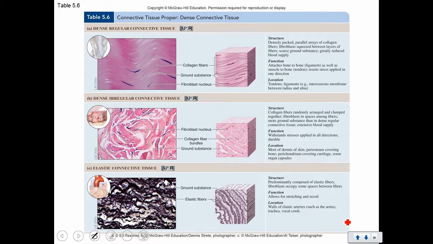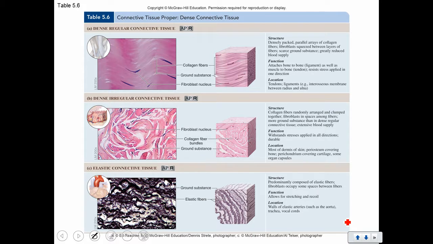And then we have elastic. Okay, so we have dense regular, we have dense irregular, and then we have elastic. Now remember, you have to put the word dense in this one. Before, we didn't say loose areolar, loose adipose, loose reticular. We just called it areolar, adipose, reticular. But here, for these top 2, we call them dense regular or dense irregular.